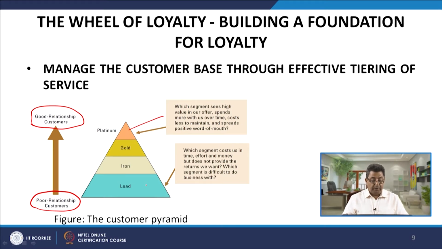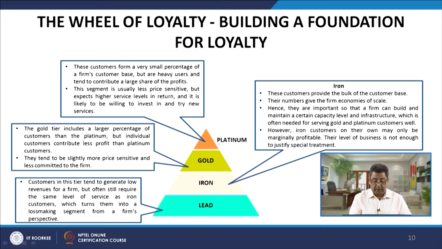Now also keep in mind that platinum customers may come from the lowest level, the lead customers. So now again look at this platinum. These customers form a very small percentage of a firm's customer base, but are heavy users and tend to contribute a large share of profits. So although they are smallest in number, they contribute most to the profits.